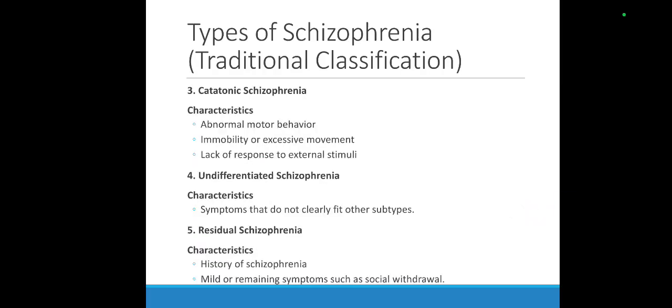For catatonic schizophrenia, characteristics may include abnormal motor behavior, immobility or excessive movement, or lack of response to external stimuli. For undifferentiated schizophrenia, characteristics may include, from the word, undifferentiated.